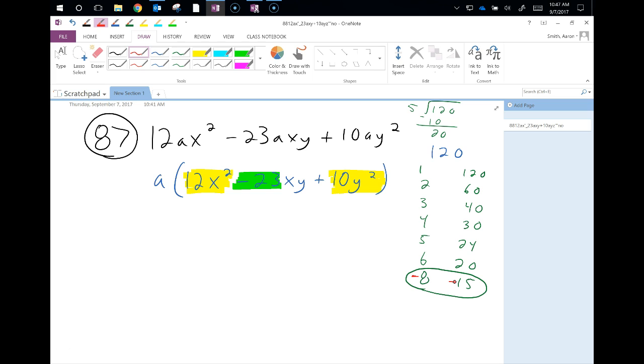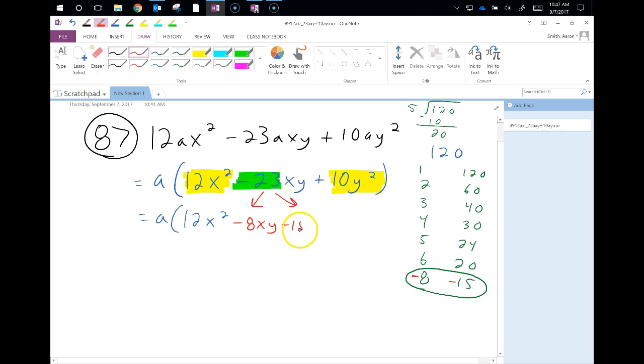Now remember, if we're doing TPTS, if we're going to split the middle term, we basically copy down what we've already written, 12x squared, but we split this middle term into either negative 8xy minus 15xy or the other way around, negative 15xy minus 8xy. I'm just going to leave it as is. Okay, so I just rewrote it, splitting the middle term. Now I'm going to factor by grouping.